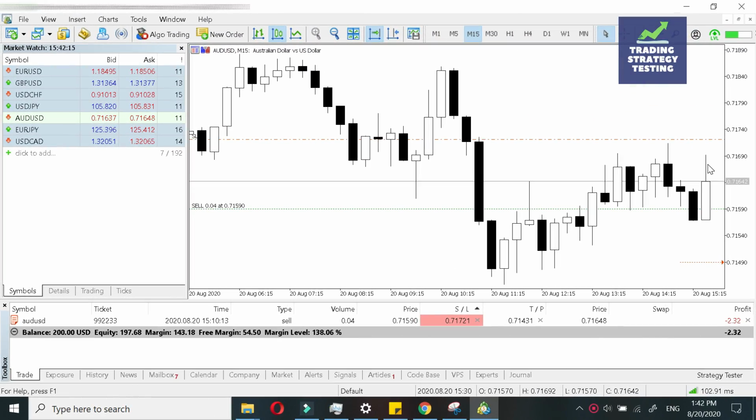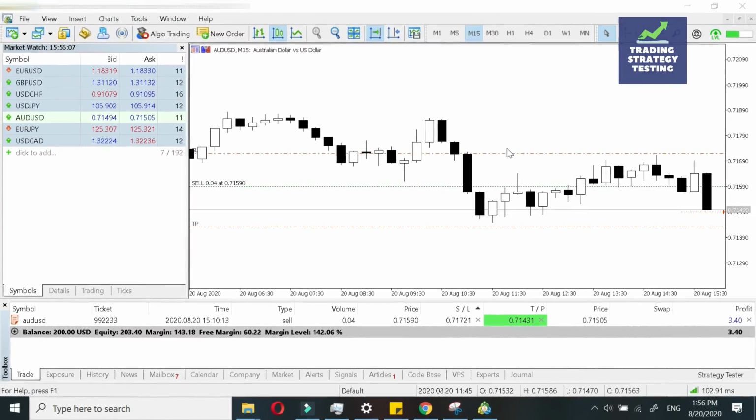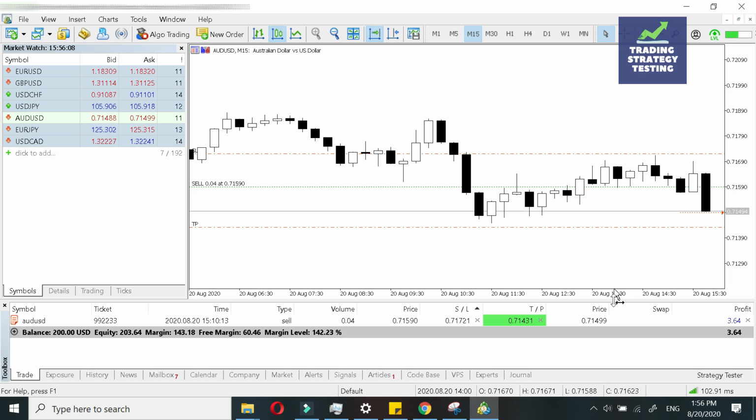The New York session has just opened, and you can see an instant perturbation of the price which went against us. It's alright, the price will experience a hard time hitting the stop loss. Great, we have started accumulating some profit.